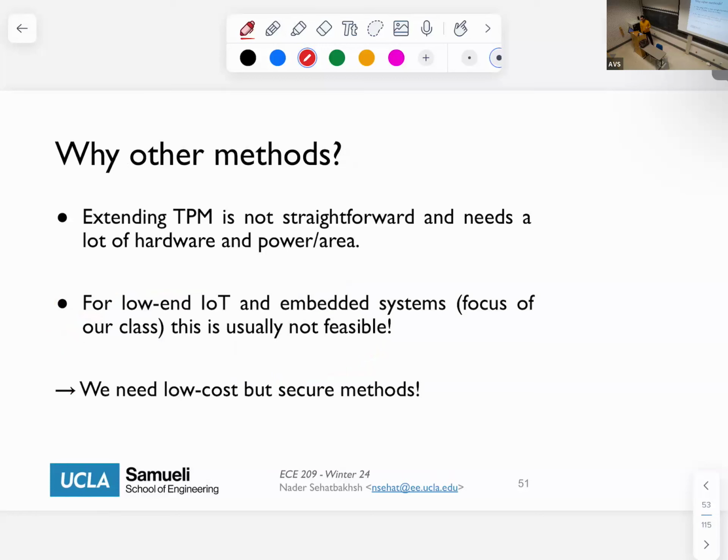But the problem with extending TPM is that it's not straightforward because of the overhead, especially the hardware and area overhead. And for many, many low-end devices that don't really have that much computational power, it may not make sense to have a dedicated security engine for doing remote attestation. As a result, you want to come up with these low-cost but yet secure methods. That's what we are looking for in these systems.